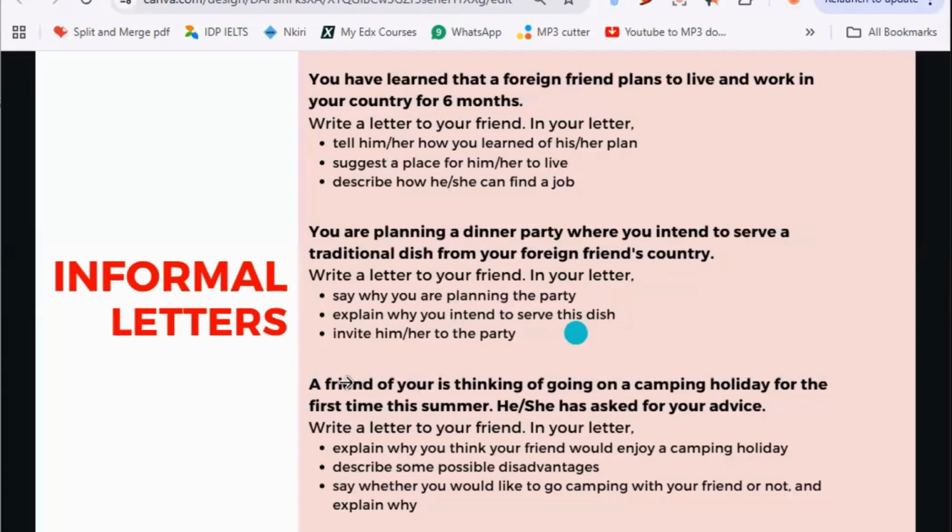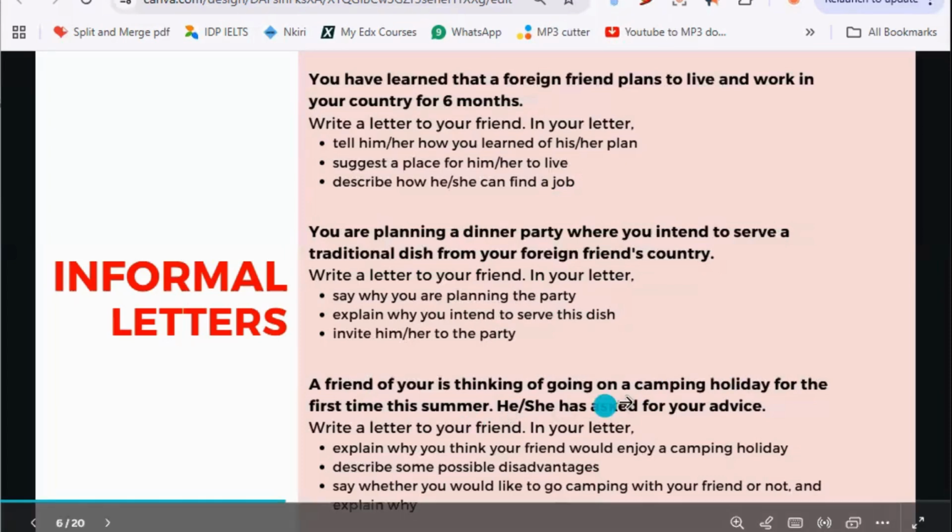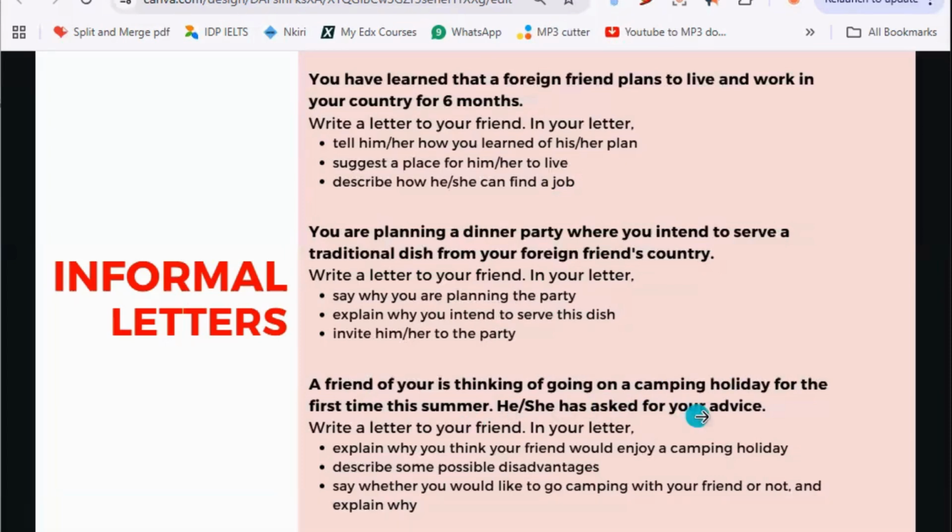And then look at the last example. A friend of yours is thinking of going on a camping holiday for the first time this summer. He or she has asked for your advice. Can you remember what I said earlier on that word? Sometimes a letter to your friend can be a letter that is offering advice. So your friend is asking you for advice, and your job is to advise your friend in that letter.